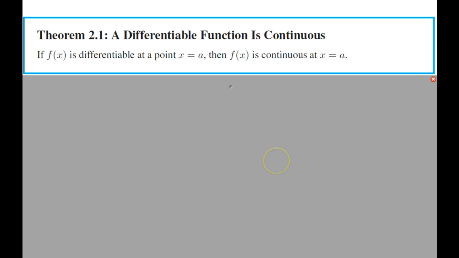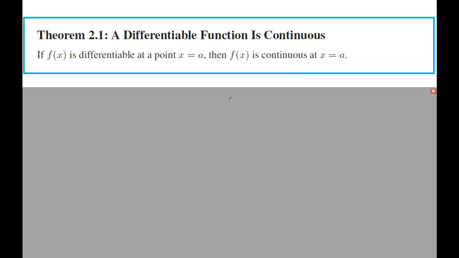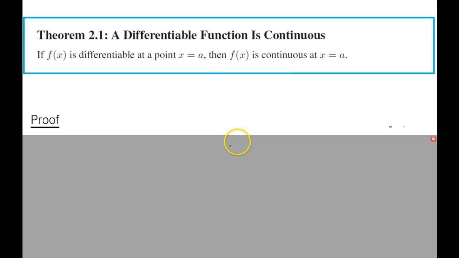So we're going to look at theorem 2.1, and theorem 2.1 says that if f is differentiable at a point x equals a, then f of x is also continuous at x equals a. Okay, and so for those of you who wanted me to do more examples of proving, we're going to prove this. So let's take a look at the proof.